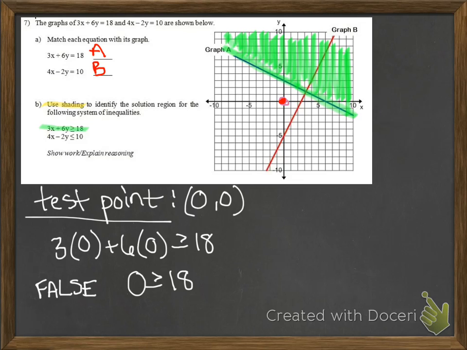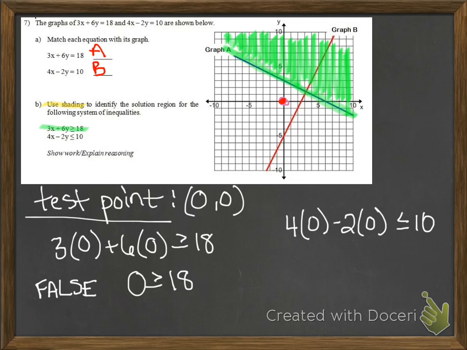I'm going to use a green marker to highlight that line, and so since that was false, I don't want to shade the side that has 0, 0 on it. I want to shade the other side of that line. So that takes care of shading for graph A.